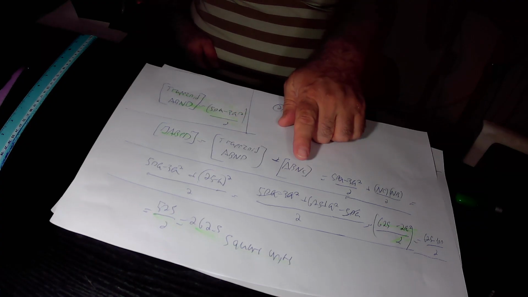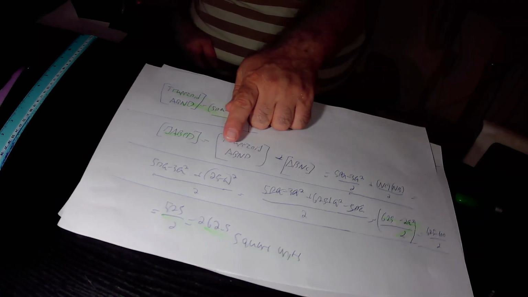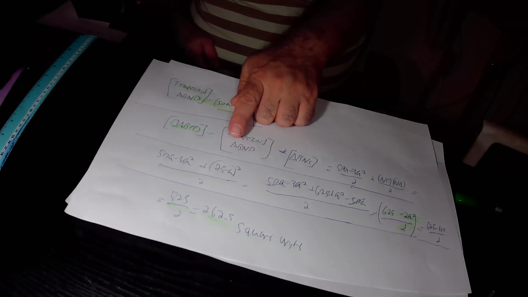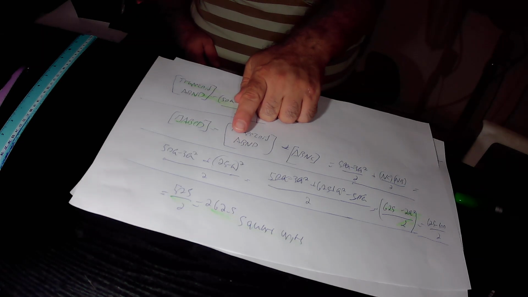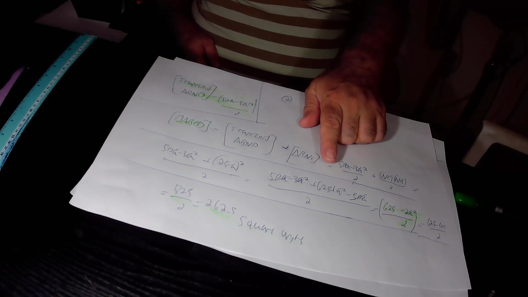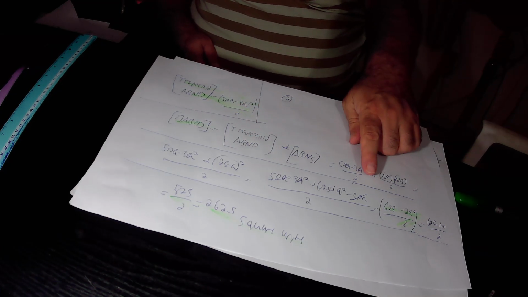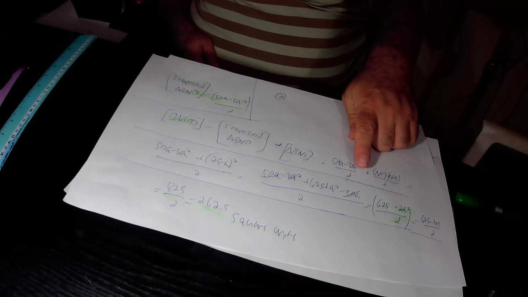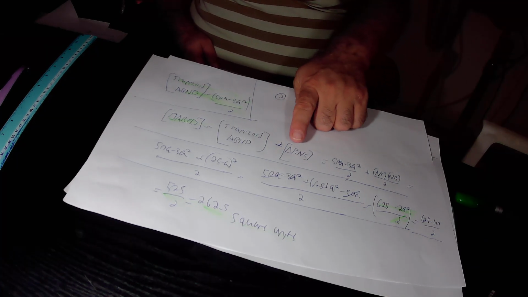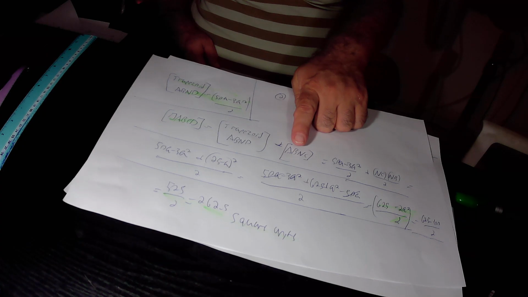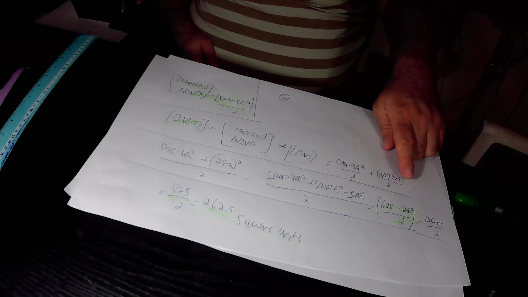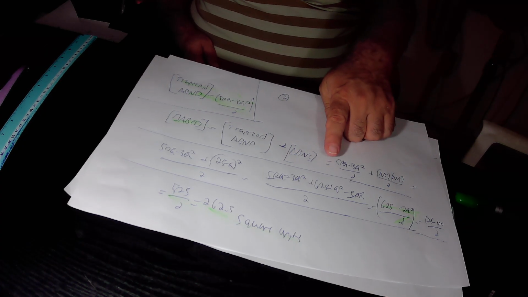We open the brackets here and find that 25 minus A squared equals 25 squared, that is 625, plus A squared, plus 2 times 25 times A, that is minus 50A. 50A minus 50A is 0, so those two expressions cancel. We have minus 3A squared plus A squared, which is minus 2A squared, plus 625, divided by 2.